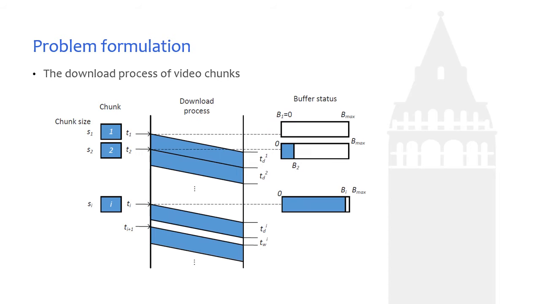The illustration of the download process can be seen in this figure. A video chunk, for example chunk i, is fetched by the client player at time ti, and the duration of its download process is tdi. If the buffer is exhausted during this download process, the rebuffering event occurs. After the video chunk has been completely downloaded, the buffer size increases by p seconds, which is the length of a video chunk.